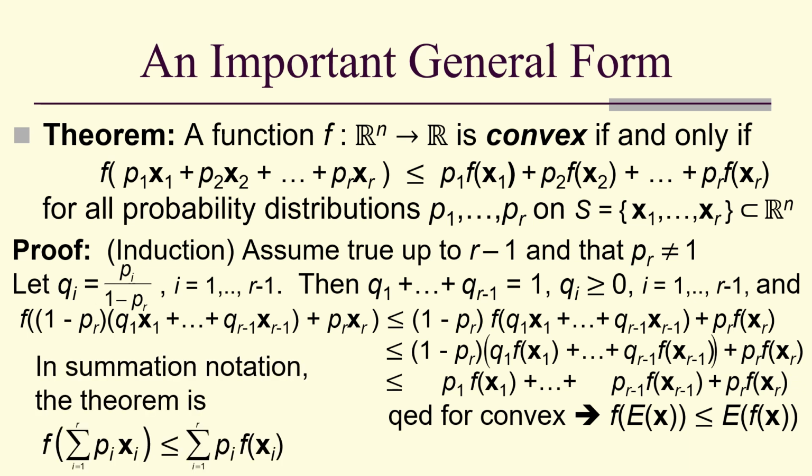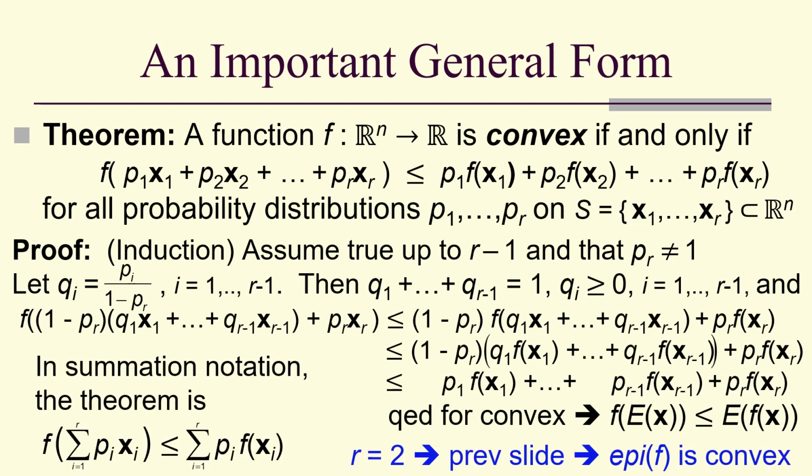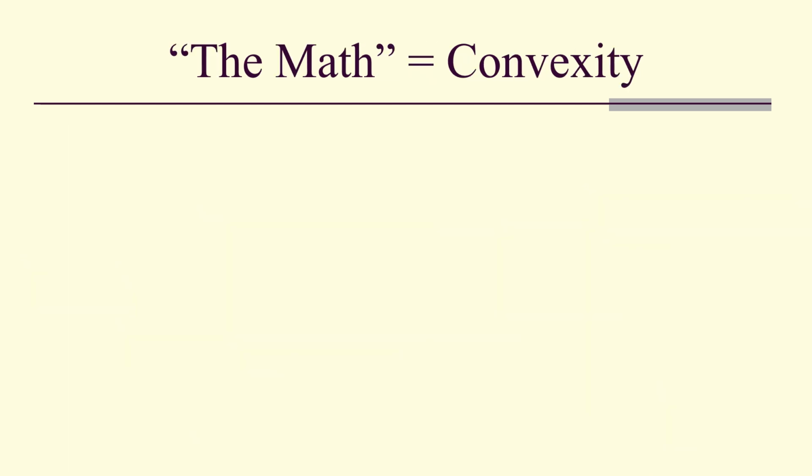So in summation notation, we write the theorem in this form. And notice if we let r equals 2, we get the previous slide, that the epigraph is convex. So that's the math of convexity.